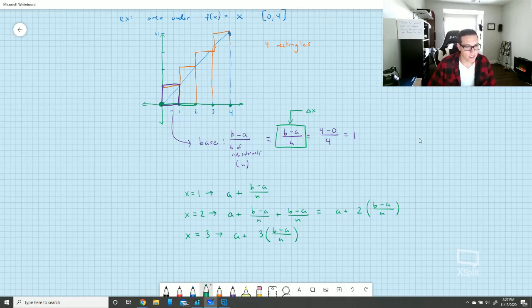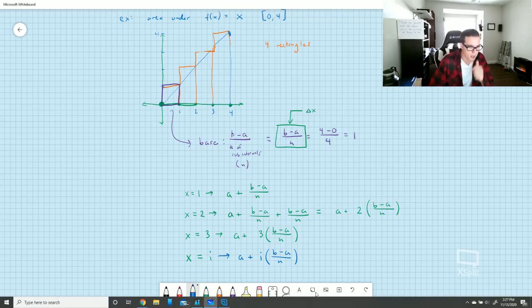Well, how about to get to some random one that I'm going to call I, which is an arbitrary rectangle I'm talking about? It would just be a plus I times (b minus a) over n. So for example, to get to the third one, x equals 3, you'd put a 3 there. To get to the fourth one, you'd plug in a 4 there, okay? That's the end of my subinterval, but hopefully you understand what's going on here. To get to the second one, you'd plug in 2.